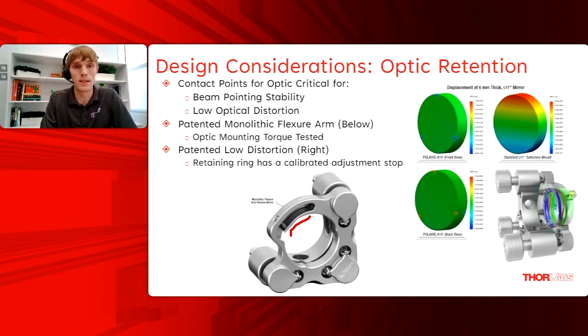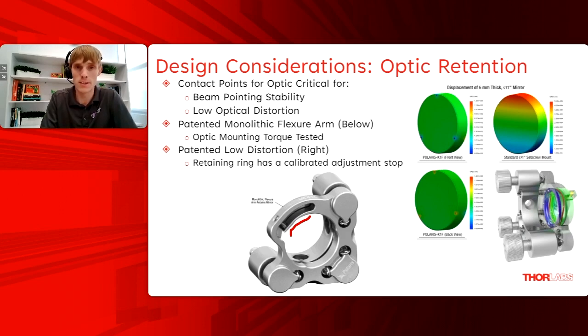On the right-hand side, we have our patented low distortion mirror mounts, which have the optic, a mirror you can mount, in the front in green. Right behind it is a little wave spring in red, and behind that is a patented retaining ring with a calibrated adjustment stop in blue. What that allows is putting a very even pressure on the mount to avoid any distortion on the front surface.